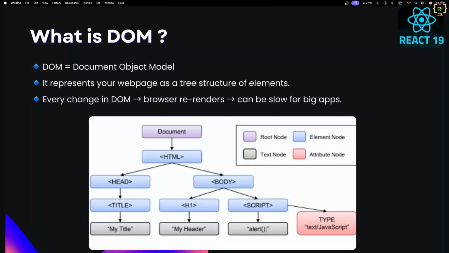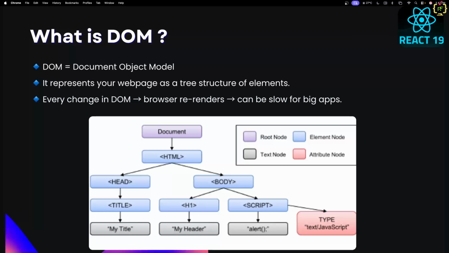Further, we can include a script as well in the body. So this is the hierarchy of DOM representation in the browser. So this is basically HTML node. Okay. So when the browser reads this HTML, it builds this tree structure in memory, that is the DOM.